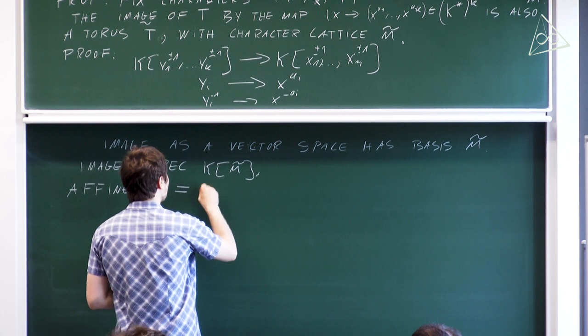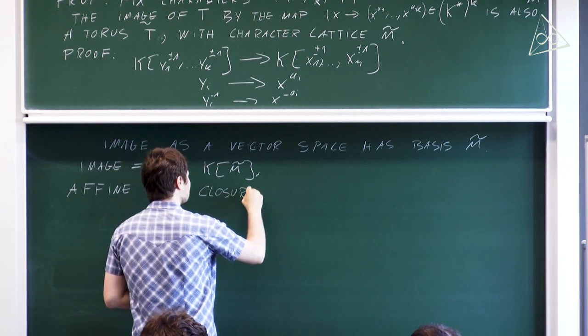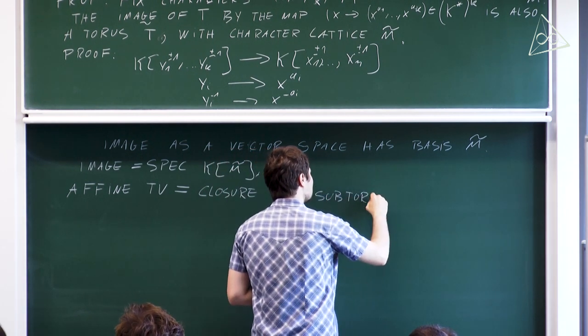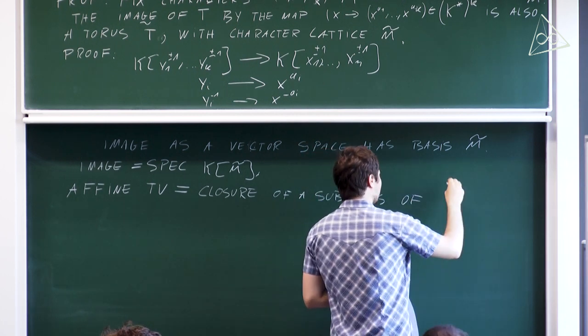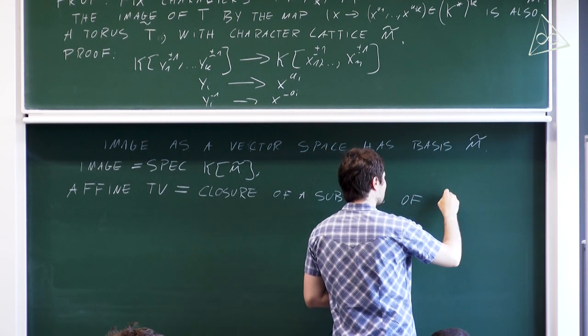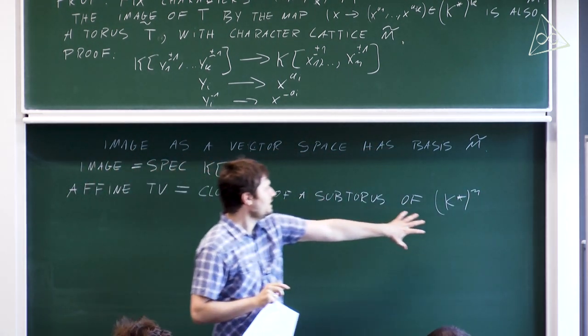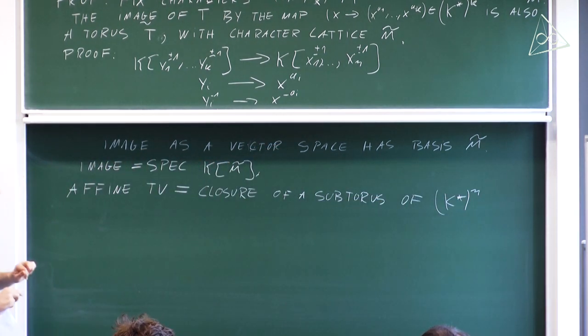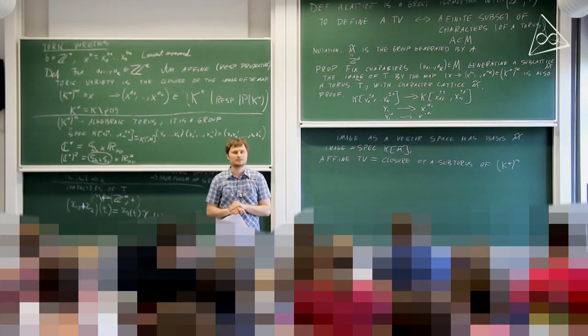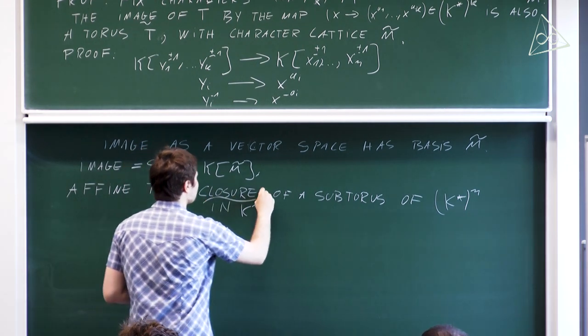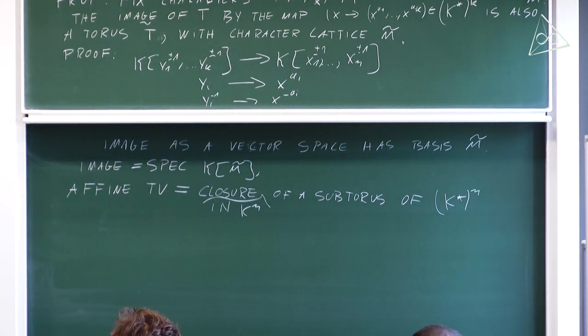are the same as the closure of a subtorus of K star to the n. So this is a torus. It can contain a subtorus. And then a closure of such a subtorus is an affine toric variety, and any affine toric variety is a closure of such a subtorus. Closure in K to the n, yes. Okay, very good.